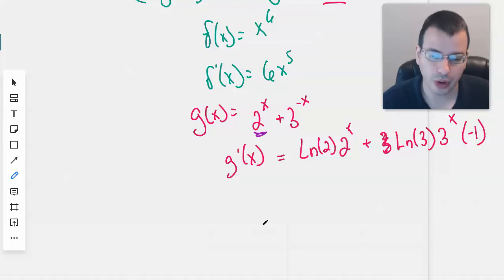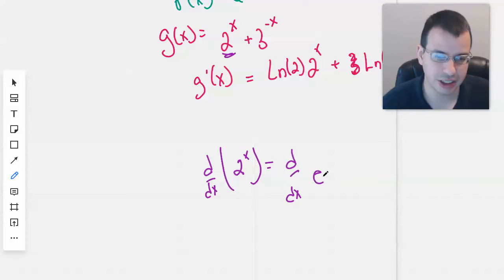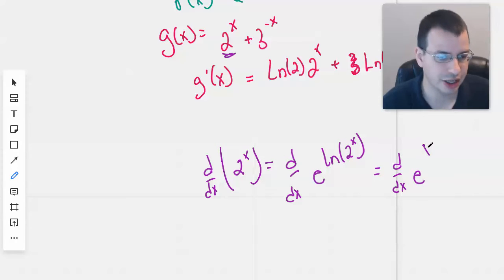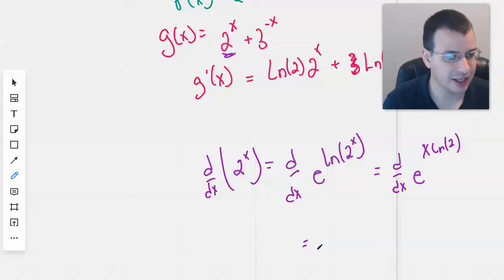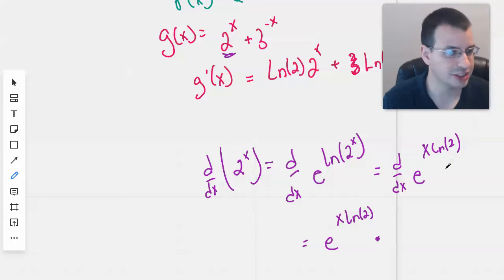So the way this is done is, if we want to take the derivative of 2 to the x, then this would be the same as taking the derivative of e to the natural log of 2 to the x, which would be the same as taking the derivative of e to the x natural log of 2. Well, we know the derivative of e to the x is just e to the x. So we have e to the x natural log of 2, and then by the chain rule, we'd multiply by the derivative of the interior, which is x ln of 2.